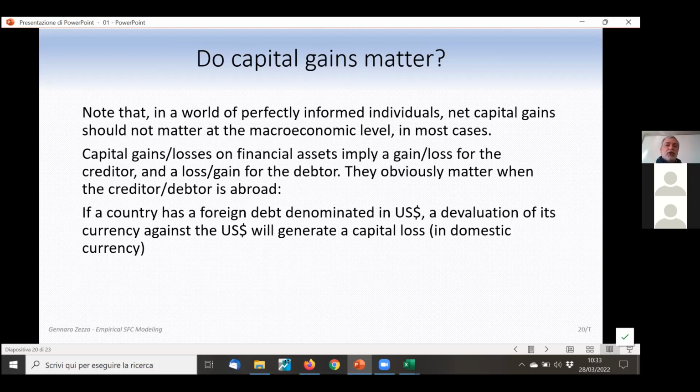Now, there's a discussion on whether these net capital gains matter or not, because the idea is that capital gains are a gain for someone and a loss for someone else. So if you consider those who suffered the loss together with those who gain in the same sector, the two things should cancel out. And for the economy as a whole, they should cancel out.